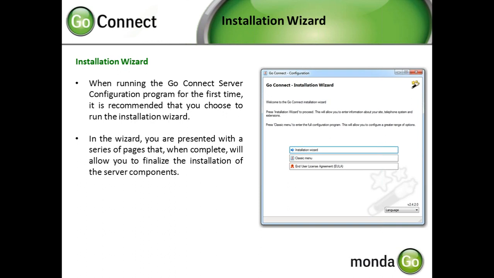But we've also got the classic menu, which means that at any point in time after you've installed our product, you can go back to the software and pick and choose which configuration options you want to change, and indeed make some additional changes that won't normally take part of the installation wizard. Should anyone from the GoConnect support team ask you specifically what version of the GoConnect server you're running on the customer's site, then this is the screen to look at.